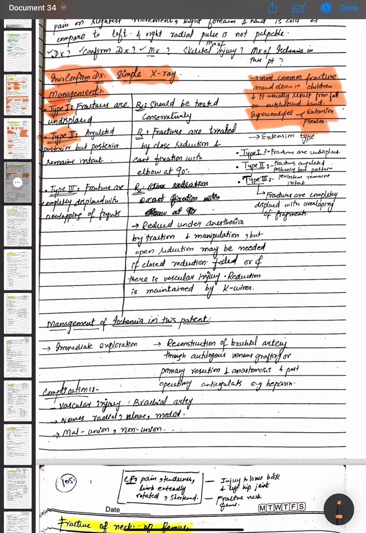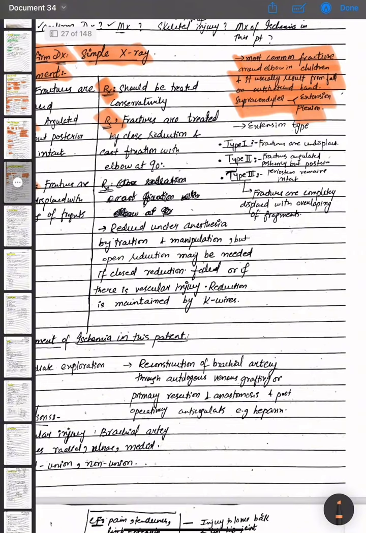Okay, so what are the treatment options? Type 1 fractures are undisplaced, so they should be treated conservatively. Type 2 fractures are treated by closed reduction and cast fixation with the elbow at 90 degrees. Type 3 fractures are completely displaced with overlapping of fragments, so the treatment is reduction under anesthesia by traction and manipulation, but open reduction may be needed if closed reduction fails or if there is vascular injury. Reduction is maintained by K wires.